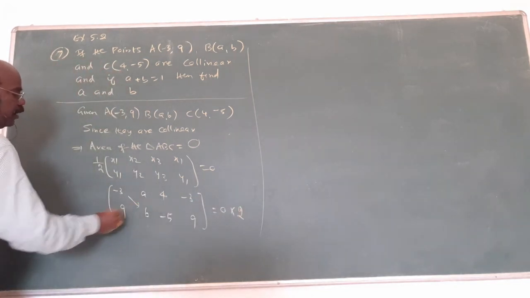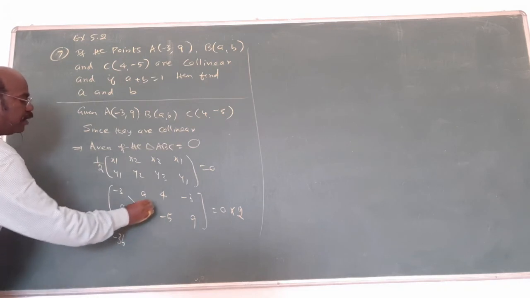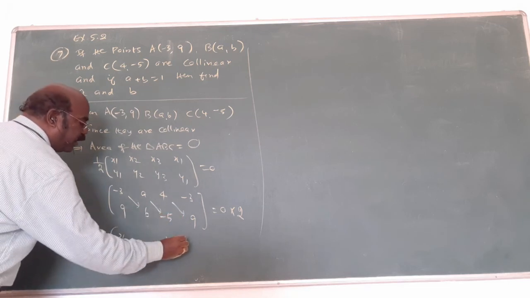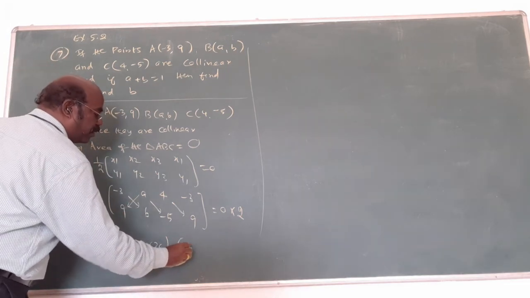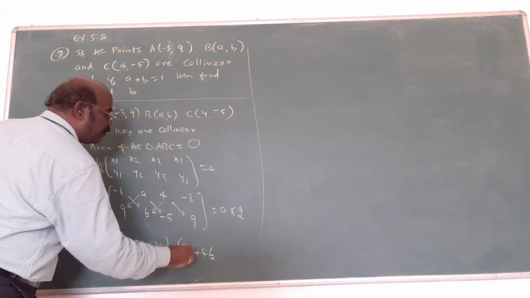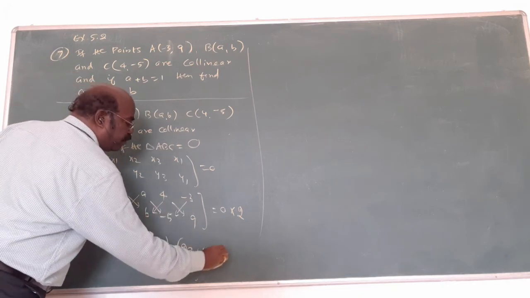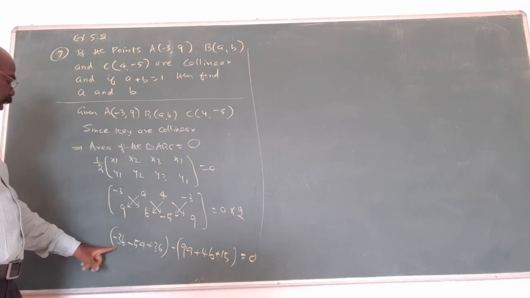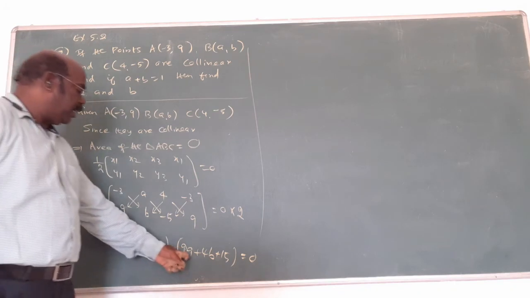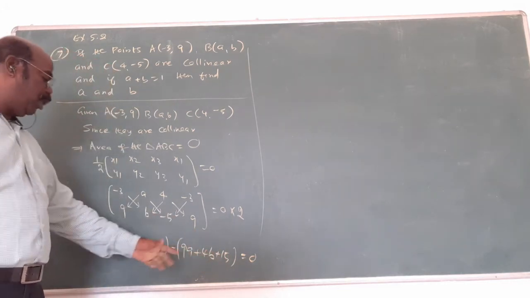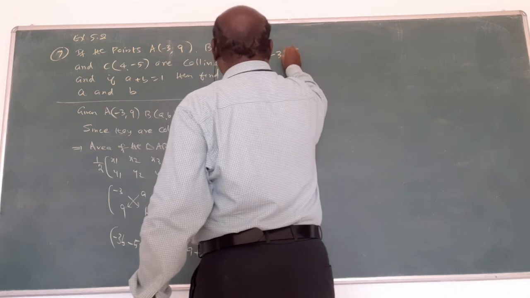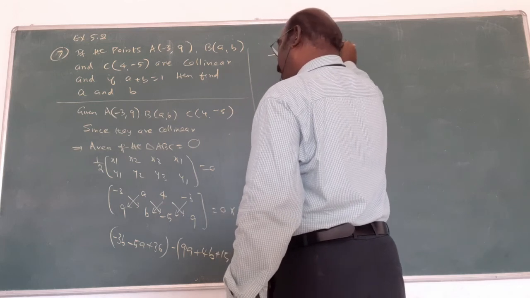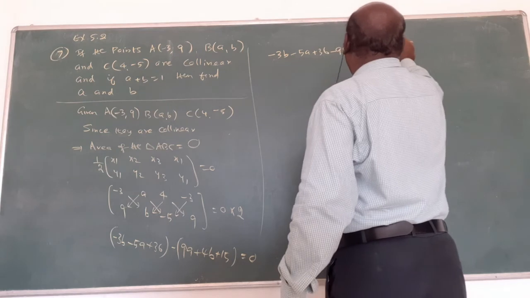Okay? Now, cross multiply. Minus 3b, minus 5a, plus 36, minus 9a, minus 4b, minus 15 equal to 0. Am I right? Here the A, B number addition is not possible. That's why do the bracket. Minus 3b, minus 5a, plus 36, minus 9a, minus 4b, minus 15 equal to 0.